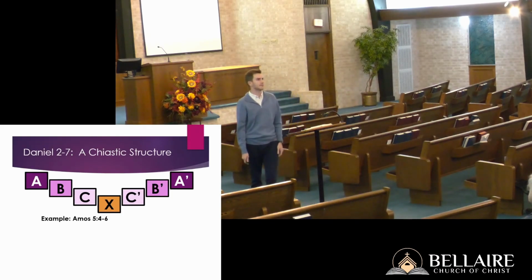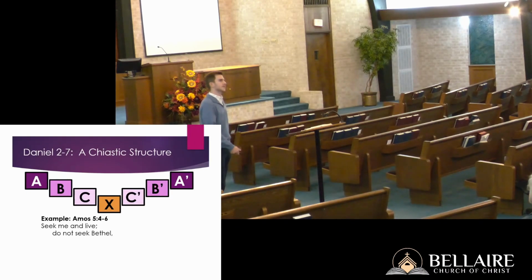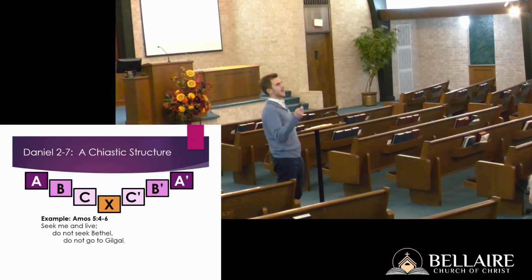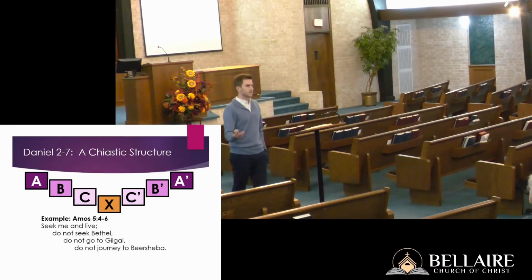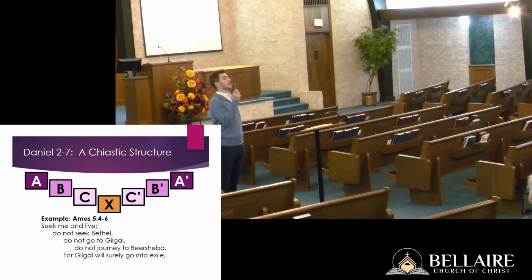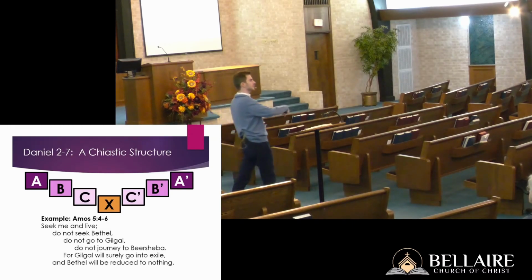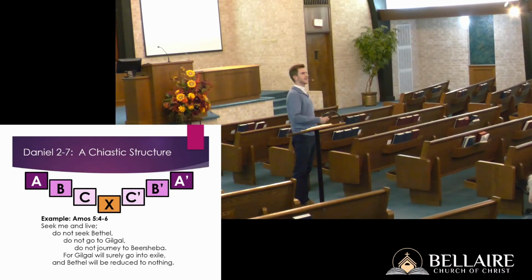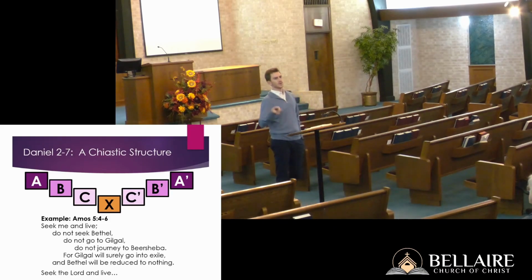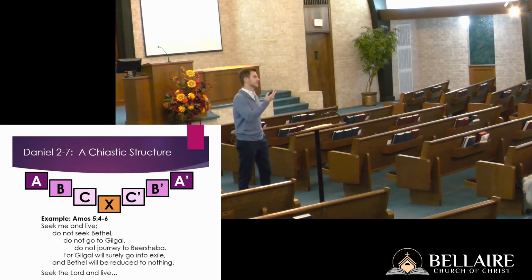In the book of Amos, chapter 5, notice these 6 or 7 lines of scripture in this prophecy. Seek me and live, the first line. Do not seek Bethel, okay, where there's idols. Don't go to Gilgal, where there's idols. And do not journey to Beersheba, where there are idols. For Gilgal will surely go into exile. Bethel will be reduced to nothing. And then the beginning of the next section says, seek the Lord and live. See how that works?